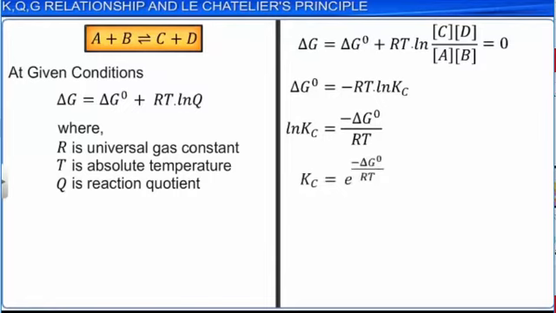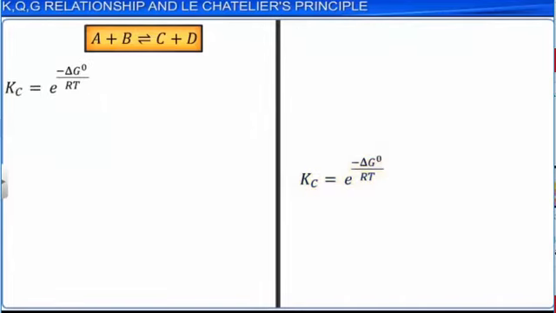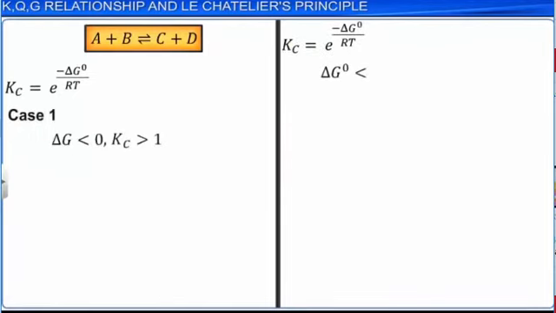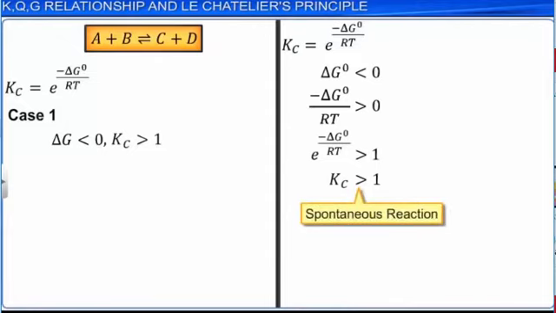The reaction spontaneity in terms of the value of delta G naught can be known by using the equation Kc is equal to e to the power of minus delta G naught divided by RT. If delta G naught is less than zero, then the term minus delta G naught divided by RT becomes positive, and the value of e to the power of minus delta G naught divided by RT becomes greater than 1. This makes Kc greater than 1. It means that the reaction is spontaneous, or that the equilibrium composition strongly favors the products. In other words, the reaction proceeds in the forward direction to such an extent that it almost goes to completion.